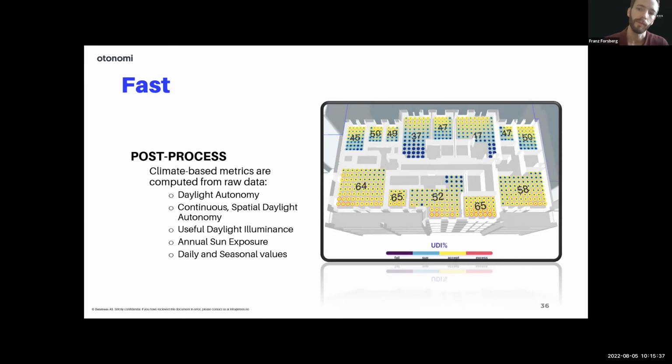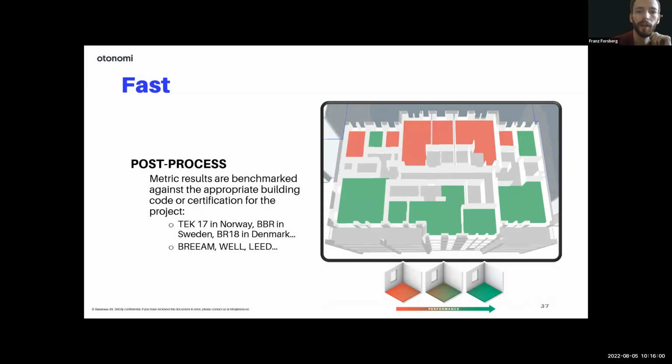Raw simulation data, the lux values per hour of the year, are then exported or created on the server, and that computes the different climate-based metrics. So working with lux values, it's then possible at any time to create new functions to adapt or create new types of metrics. And the metrics are then benchmarked against the local building code regulation or the certification scheme for that project to give a very quick and easy overview for the less experienced users.